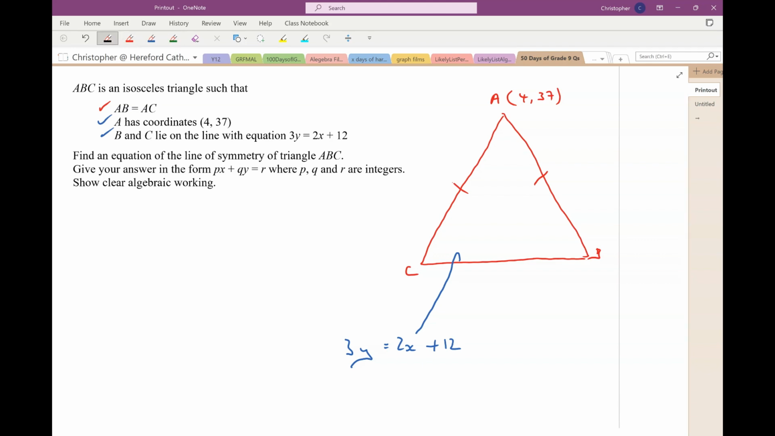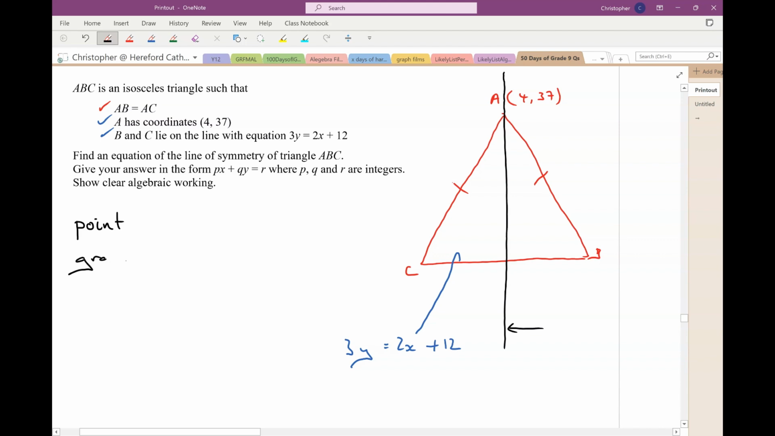So we're trying to find the equation of this line here, aren't we? The line that, there we go, that black line. That's our target. We've got to find the equation of that black line. Now, to find the equation of a line, we need to know a point on the line, and we need to know its gradient. Well, I can see a point on the black line already. The point on the black line is the point A, isn't it, at (4, 37).